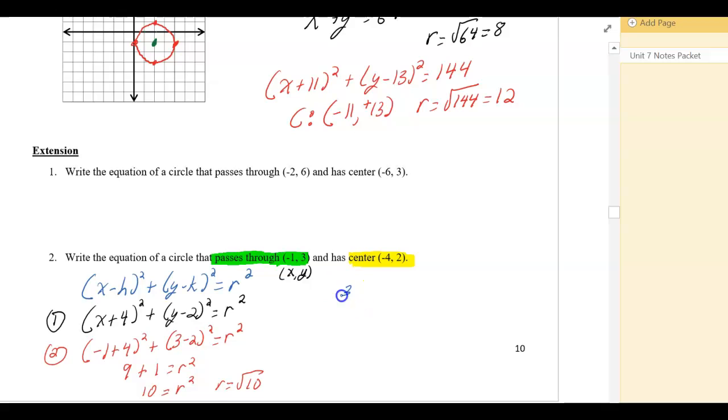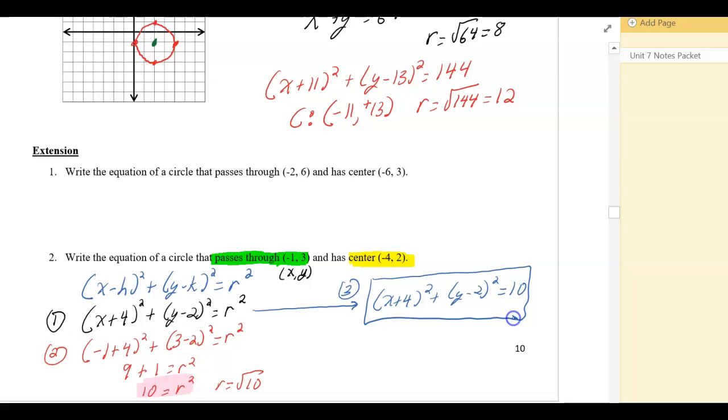Step 3 of the problem is I'm going to use my step 1 and say x plus 4 squared plus y minus 2 squared is equal to r squared. And here we've calculated r squared to be 10, so then that's equal to 10. So this is the final answer for problem number 2. If you want to pause the screen and try problem number 1 on your own, please do so.